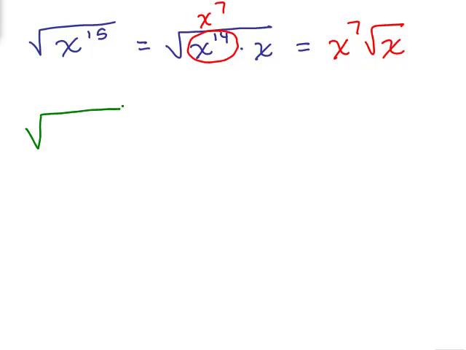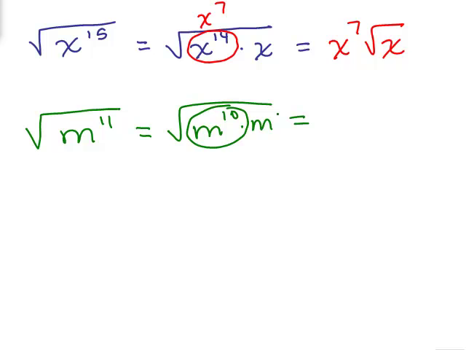Let's try one more. m to the 11th. We'll have m to the 10th times m. That comes out as m to the 5th square root of m. We'll continue this on the next video with more examples.